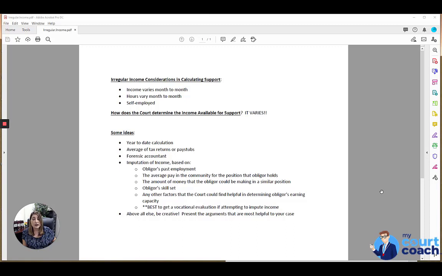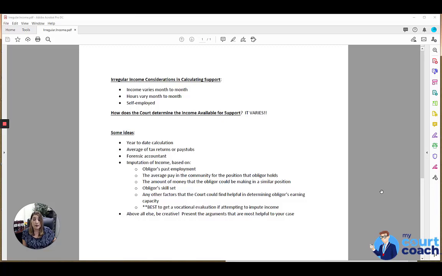It's not unusual that self-employed people use their business to purchase items that may benefit them personally. And so a forensic accountant is going to be able to sift through that and find out what are true business expenses and what this business should be earning in the future based on its history of earnings in the past.